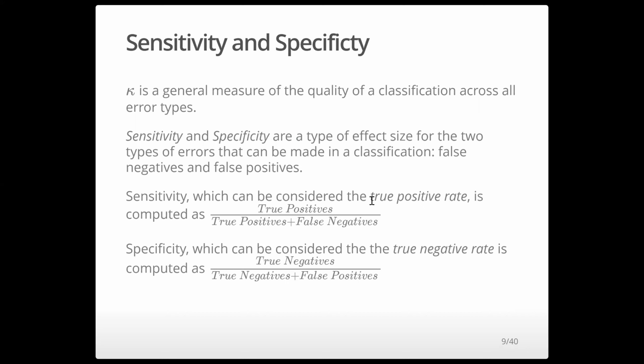So that's people who are actually positive but classified as negative. So the denominator here is the total number of actual positives, so actual sick people. So it's the proportion of actual sick who are correctly classified out of all the total actually sick. And then specificity, which can be considered the true negative rate, is just the opposite. It's the number of true negatives divided by the number of true negatives plus false positives. So it's the correctly classified negatives divided by the total negatives.